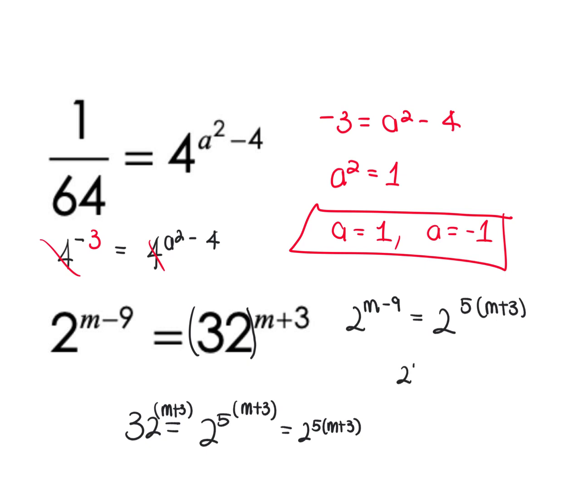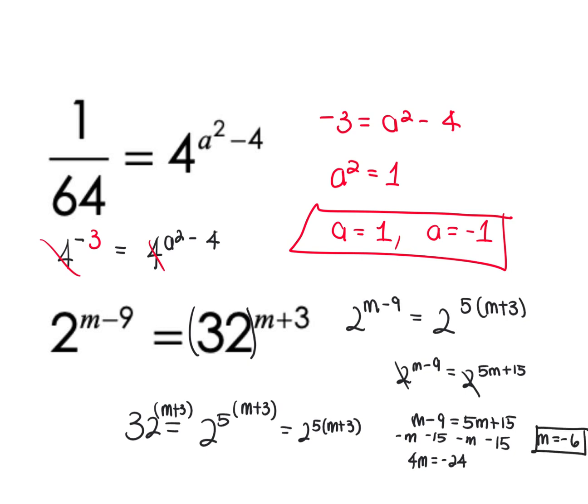So then this becomes 2 to the m minus 9 equals 2 to the 5m plus 15. 2's cancel. We get m minus 9 equals 5m plus 15. We're going to minus m from both sides, minus 15 from both sides. We get 4m equals negative 24. So then our final answer is m equals negative 6.